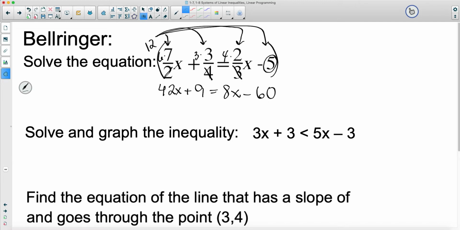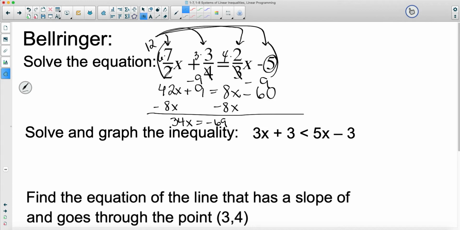Okay? From there, we should be able to start to move things around. So let's put the x's on the left side and the numbers on the right side. I'm moving the 8x to the left by subtraction and moving the 9 to the right by subtraction as well, because they're both positive. So over here on the left, we're going to have 34x, and then on the right, we're going to have a negative 69.